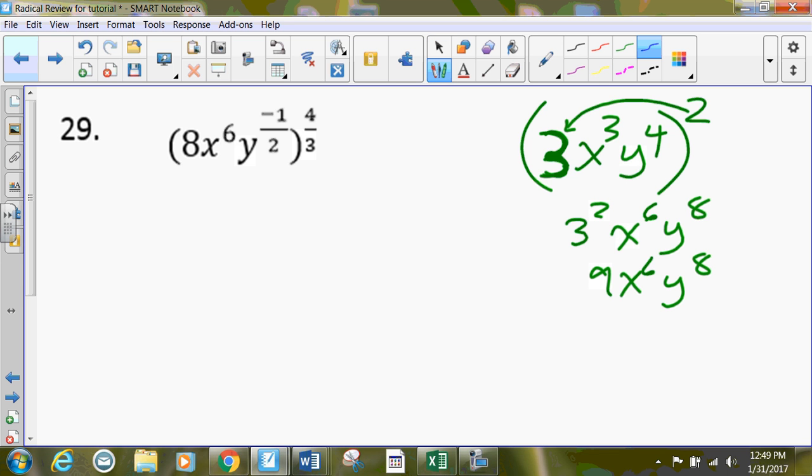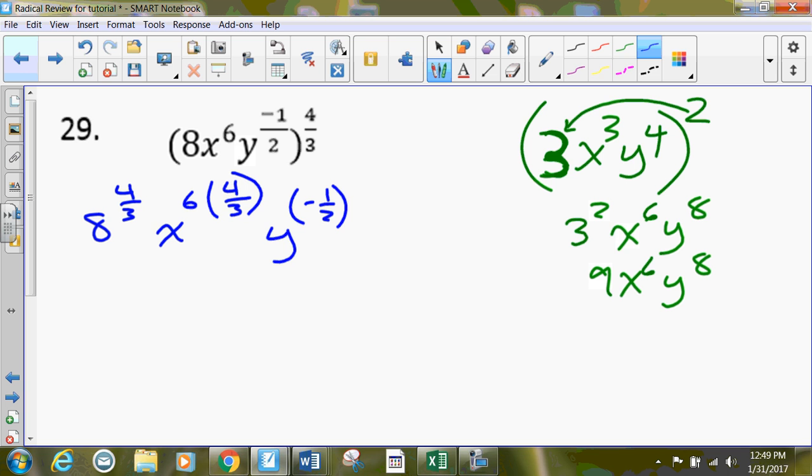So here we go. We're going to have 8 to the 4/3. We're going to have x to the 6th times the 4/3. We're going to have y to the negative 1/2 times the 4/3. Once again, power to power, we are multiplying. 8 to the 4/3, remember we're going to do the root first. The cube root of 8 is 2. 2 to the 4th power, 2 times 2 is 4, times 2 is 8, times 2 is 16.